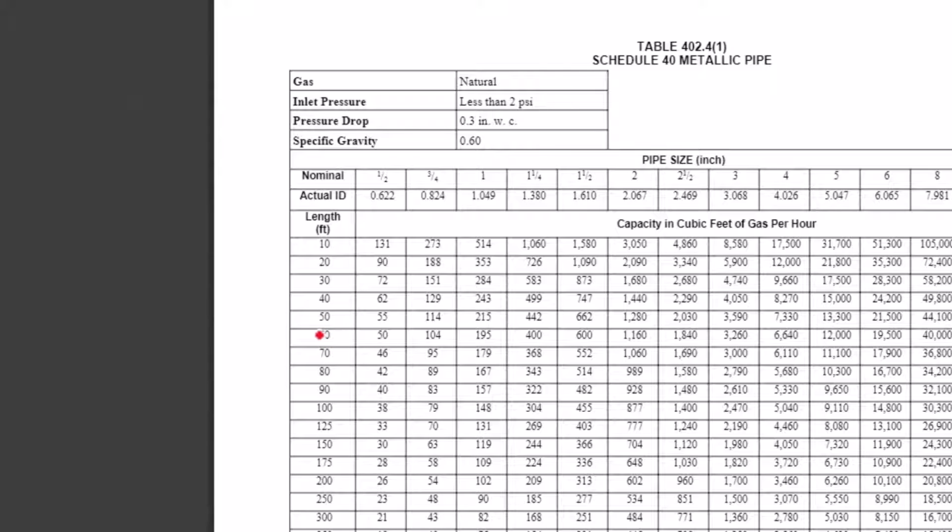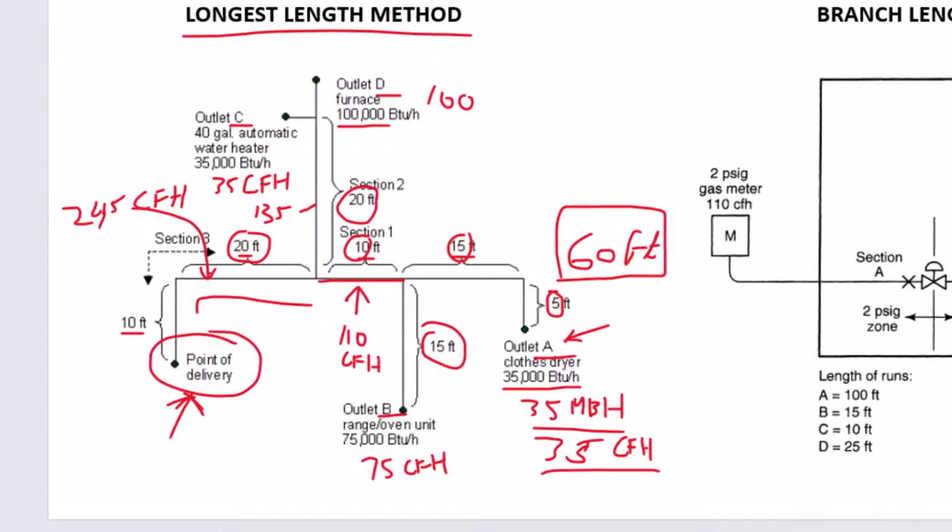So we're going to use this row here and go across and find something with 245 CFH. So we go across here. This is too low. This is the max we can use for a 1 inch. But for a 1¼ inch, we can go up to a max of 400 CFH. So we could size that section as 1¼ inch since it's below this maximum CFH amount. Okay, so this will be 1¼ inch.